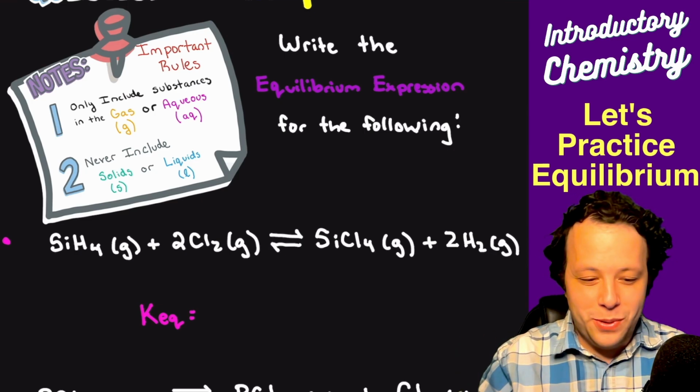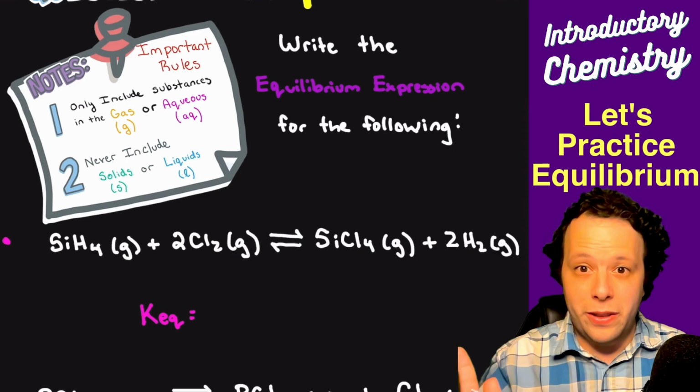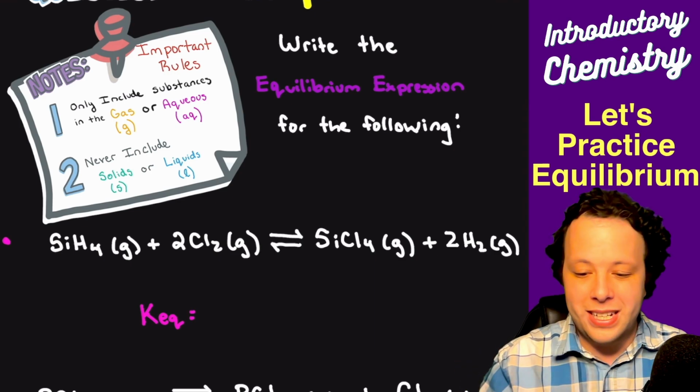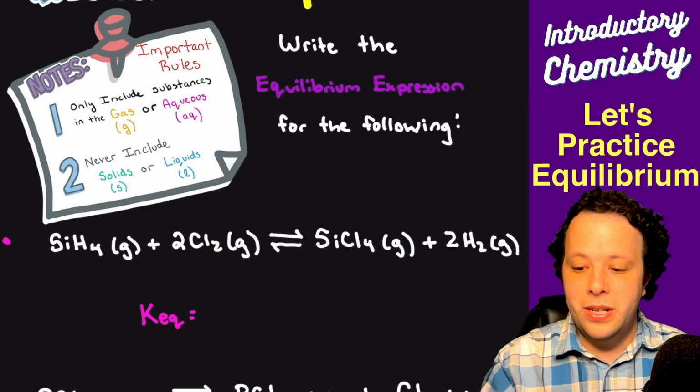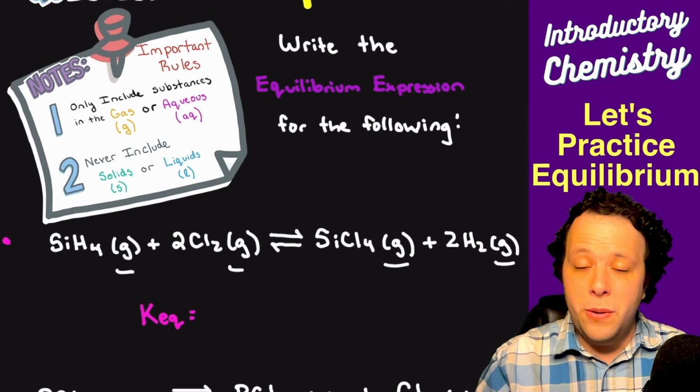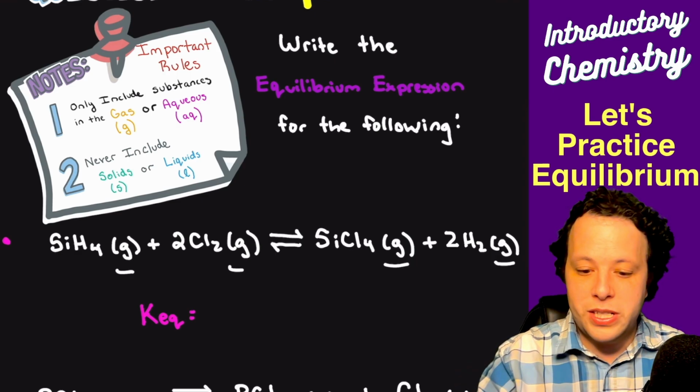So the first thing is, when we look at this first problem, you want to look at what all the phases are. So we have SiH4 plus 2Cl2 yielding SiCl4 plus 2H2. And you'll notice that all of them are gases. So what we can do is write this problem just like normal.